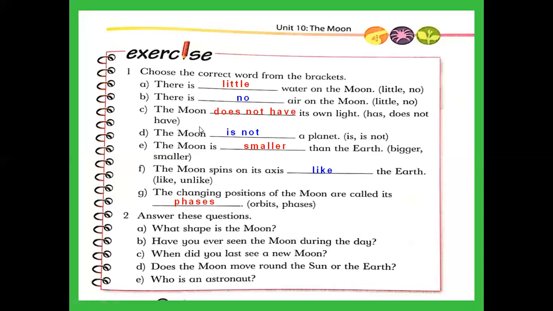C part, the moon does not have its own light. D part, the moon is not a planet. Number E, the moon is smaller than the earth. Number F, the moon spins on its axis like the earth. Number G, the changing positions of the moon are called its phases.